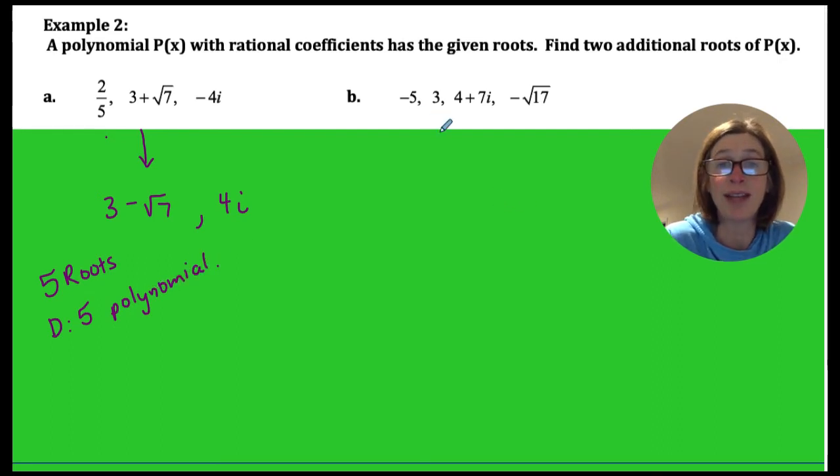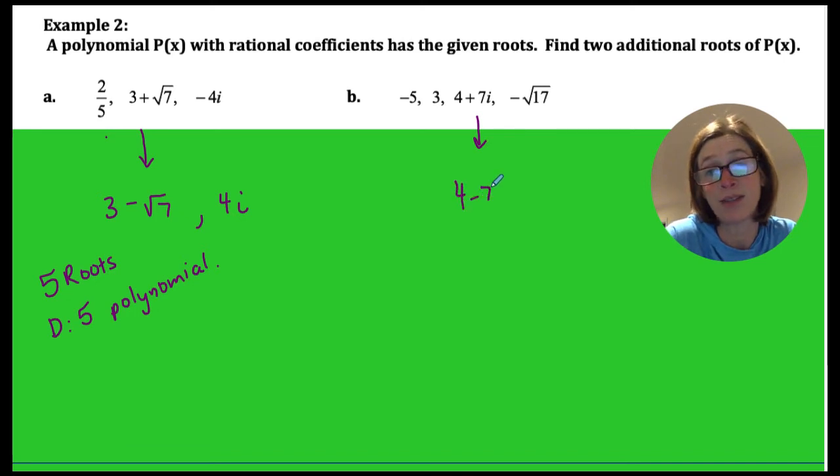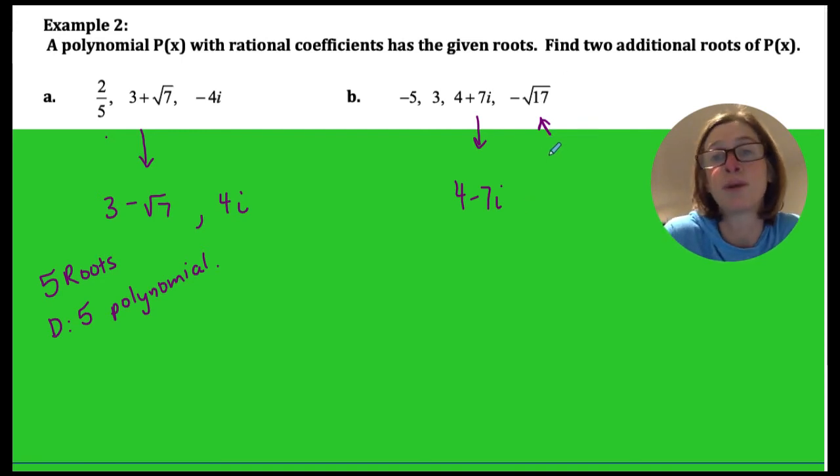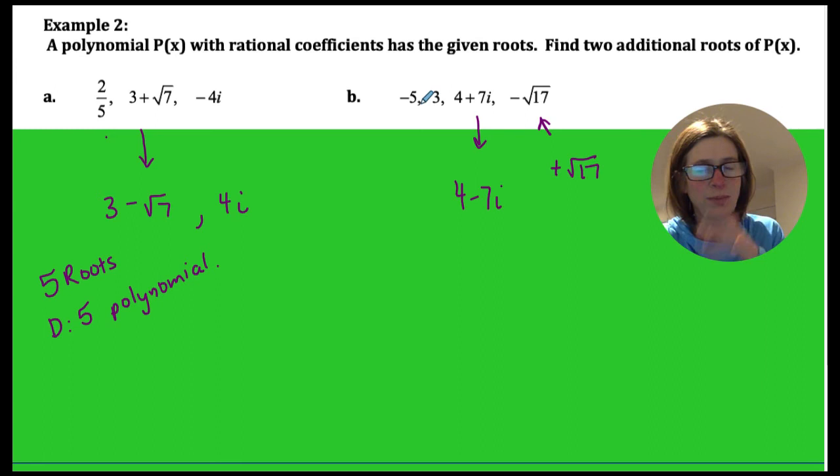All right, here we've got negative 5, it's a real root. 3, it's a real root. 4 plus 7i, imaginary root. So I know that 4 minus 7i is also a root. Negative root 17, it's an irrational root. So I know that plus root 17 is also a root. So 1, 2, 3, 4, 5, 6 roots. So I know it's a degree 6 polynomial, okay?